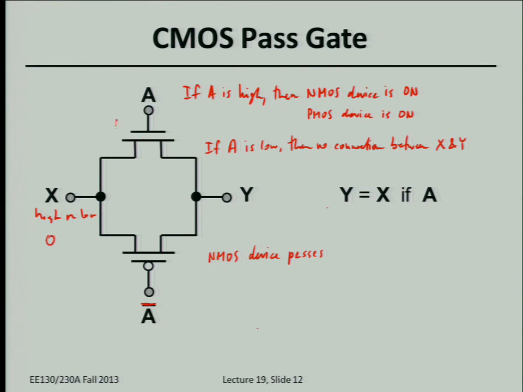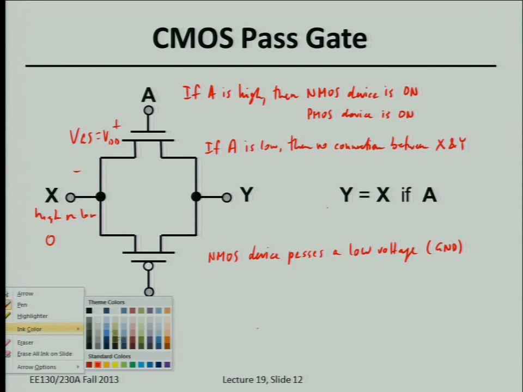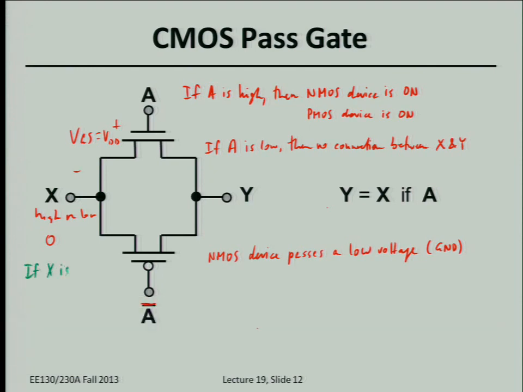What is VGS here? It is equal to VDD, right? So it's no problem. Then this transistor can turn on with low resistance, and it can connect X and Y. Let's say ground. So if X is low, then the NMOS transistor can easily connect X and Y together. But let's say X is high, so let's say VDD. What is this VGS? 0. So is this NMOS device going to be on to connect X and Y?